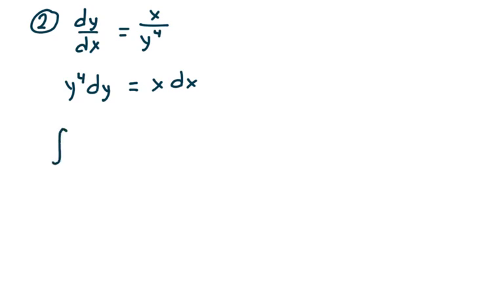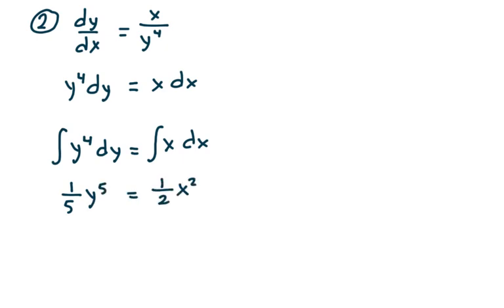Now I'm going to integrate both sides. So the integral of y to the 4th dy is the same as the integral of x dx. So 1/5 y to the 5th is equal to 1/2 x squared plus some constant c. Now I'm going to multiply through by 5. So y to the 5th is 5/2 x squared plus, if you want, 5c, right?